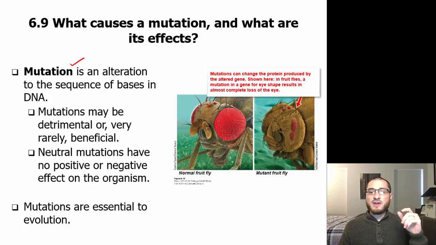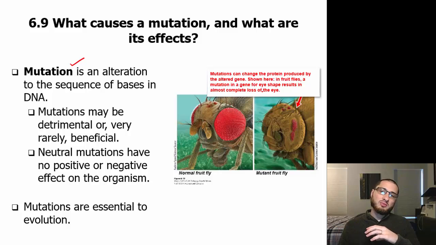You see, like in fruit flies, you have normal fruit flies, which have these big eyes, and then you have mutant fruit flies, which have these mutated eyes. And it can change the protein produced by the altered gene shown here, where a mutation in a gene for an eye shape results in almost complete loss of the eye. So one mutation in the DNA can really change the whole trait that is seen.